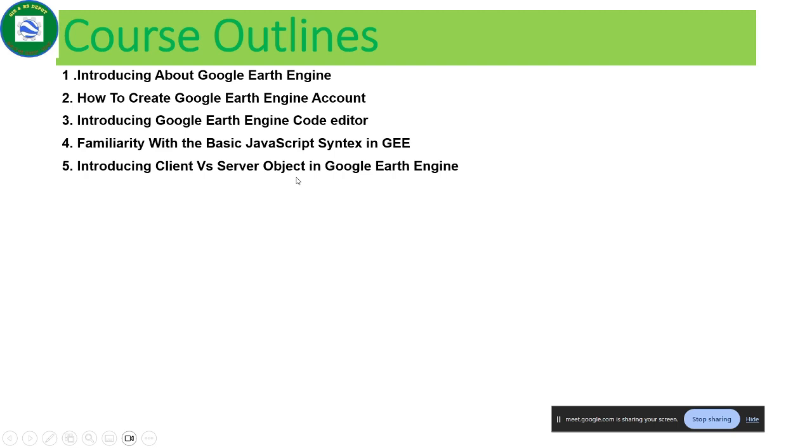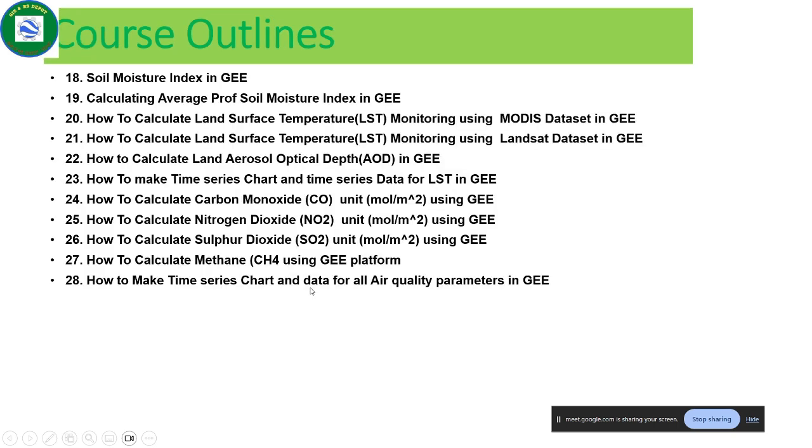How to calculate air quality monitoring indices, suppose carbon monoxide. Then how to calculate NO2 in unit mole per meter square using the Google Earth Engine platform. Then sulfur dioxide, SO2, in unit mole per meter square. Then how to calculate methane concentration. All of the air quality parameters: carbon monoxide, NO2, sulfur dioxide and methane. And also how to make a time series chart and time series data for all air quality parameters in the Google Earth Engine platform.